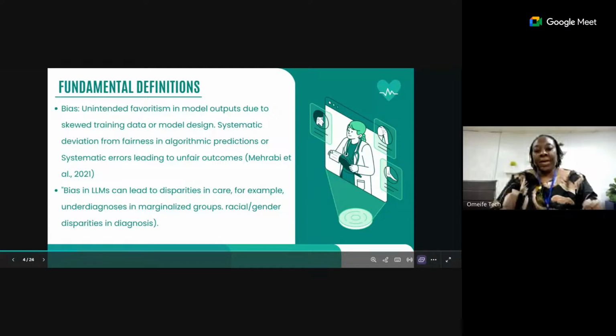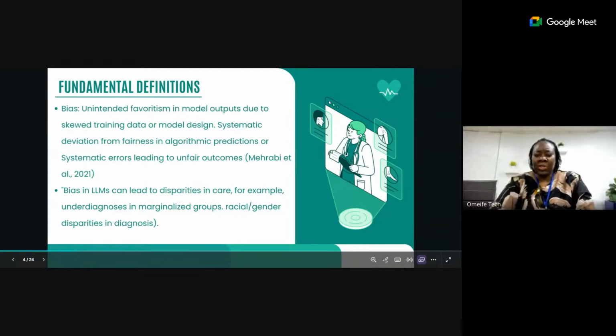Okay, I hope with that video you have a better understanding of what LLMs are used for. Now, for the next definition, we'll be looking at the bias that we'll have in LLM deployment. So from the definition, we'll see that there are unintended favoritism in model outputs due to skewed training data or model designs.